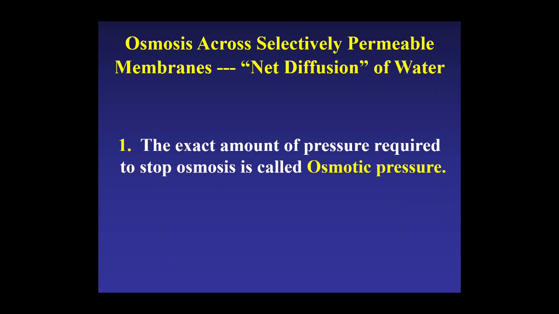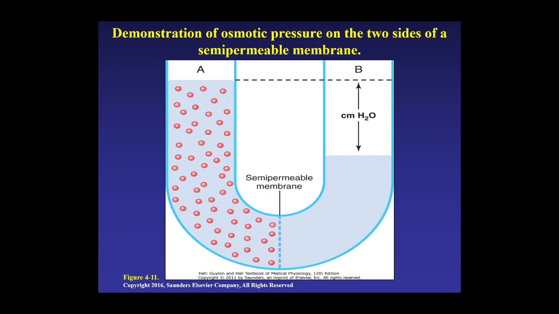Now osmotic pressure, what is that? Well, the exact amount of pressure required to stop osmosis is called osmotic pressure. We will understand it a lot better if you have a U-tube like this, the one we use in chemistry labs. And you have a semi-permeable membrane in the middle. I put pure water here, and I put a solution of something here, glucose or sodium, so it's not pure water. So now let me ask you a very tricky question.